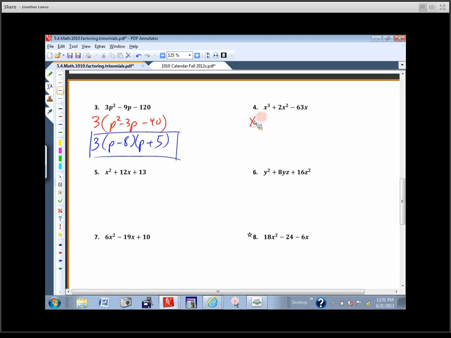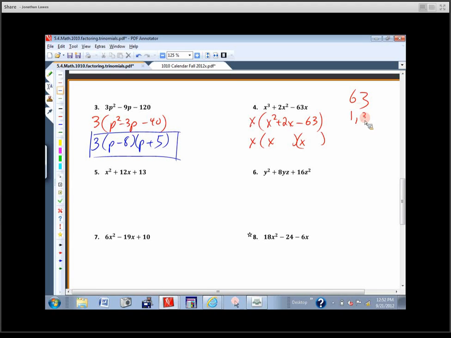Greatest common factor is x. I'm left with an x squared plus 2x minus 63. Easy type of trinomial if it will factor further. I'm looking for two numbers that multiply to be negative 63 and combine to be positive 2. Multiply to be negative 63, combine to be positive 2. 9 and 8.